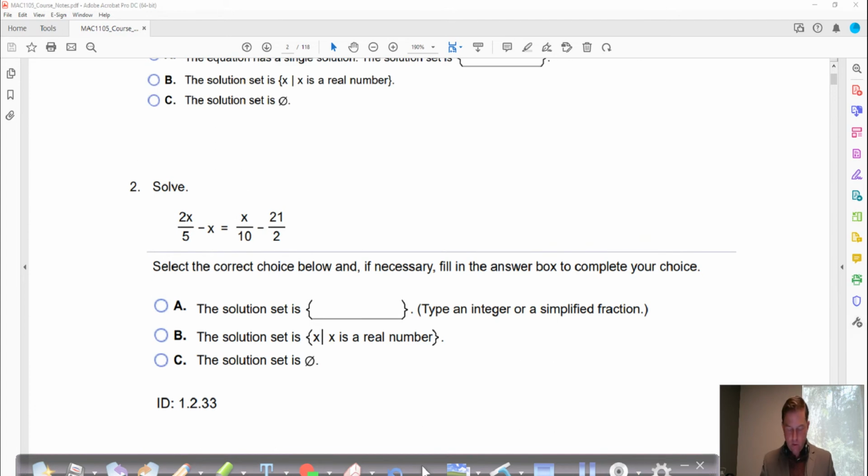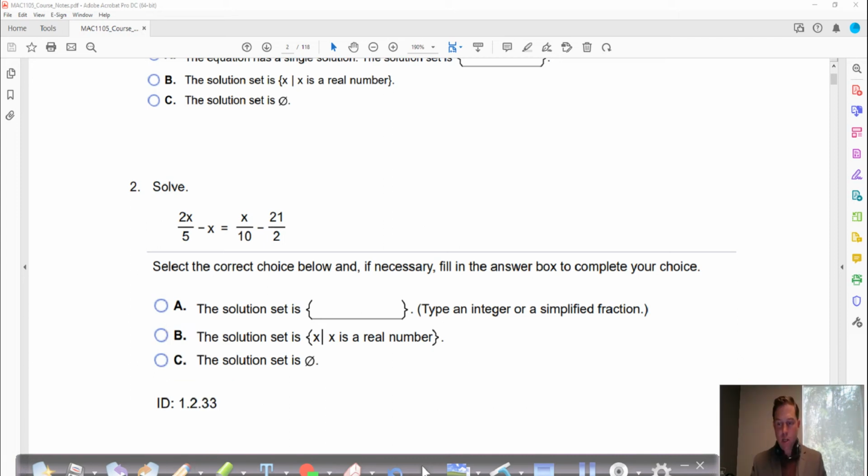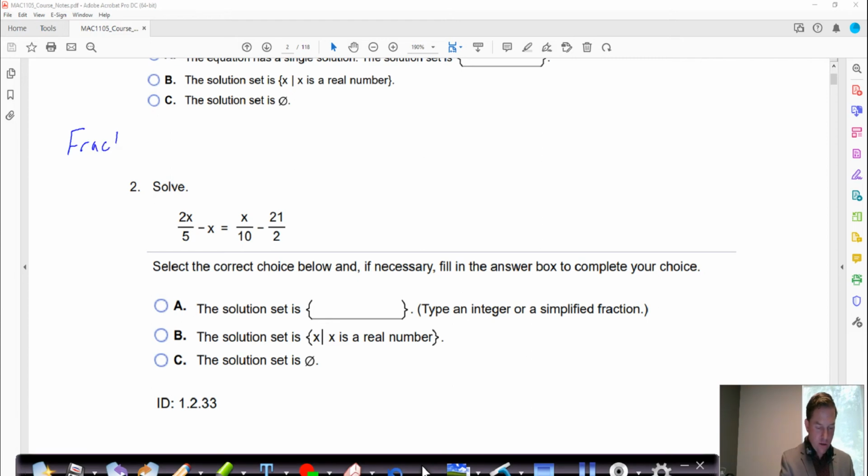Okay, 2 is a little bit more involved because we have fractions. And my advice for fractions is multiply by the biggest number in the denominator. So fraction, you have a numerator, that's the thing on top. You have a denominator, that's the thing on the bottom. And so what you want to do is multiply every single term by the biggest number in the denominator, in this case the 10. Now this will work.